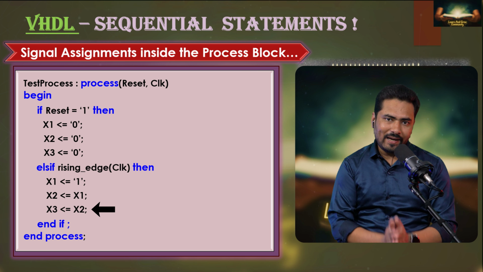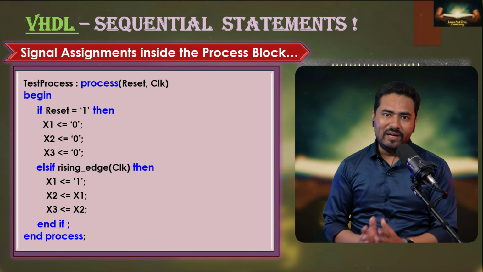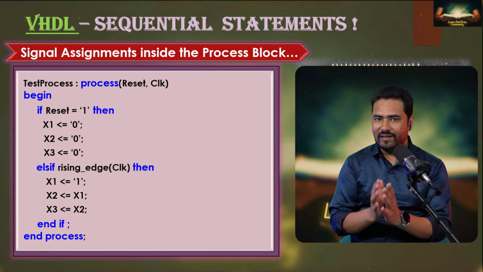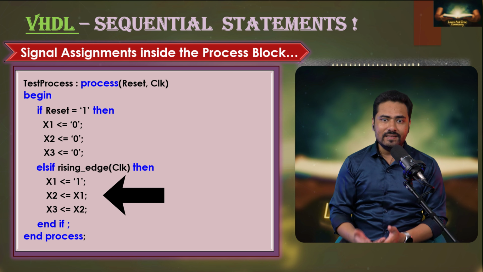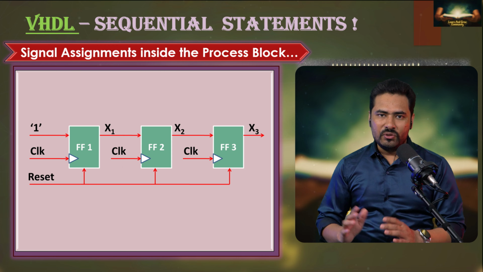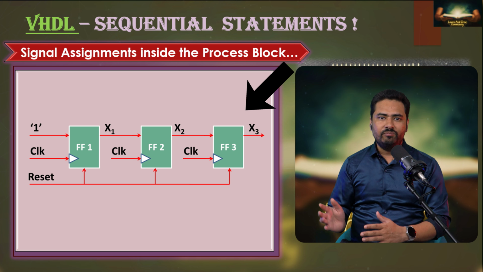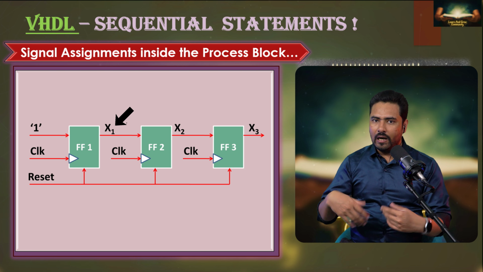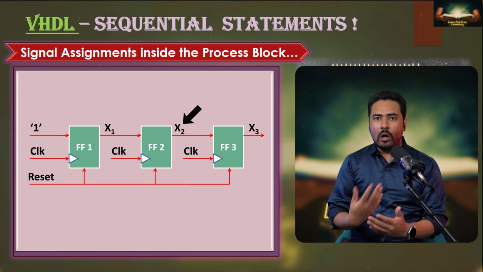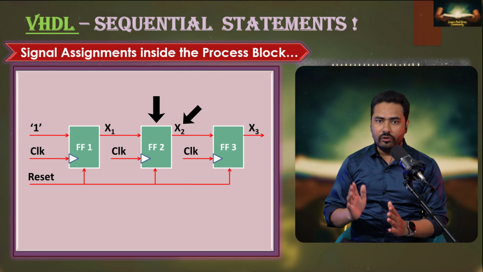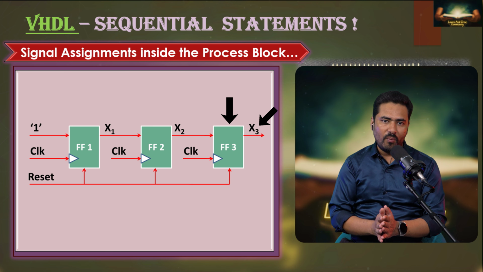Finally, we assign signal x2 to signal x3 in the last VHDL assignment. Now let's see the hardware implementation and the timing diagram for this circuit and understand how these three signals get assigned the values. So here is our circuit, which implements the process from the last slide. Signal x1 is the output of the FF1 flip-flop. Signal x2 is the output of the FF2 flip-flop, and signal x3 is the output of the FF3 flip-flop.